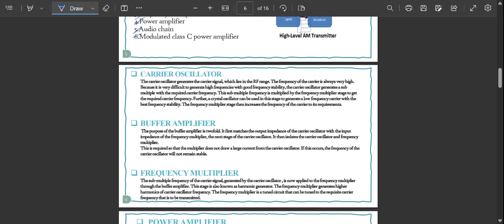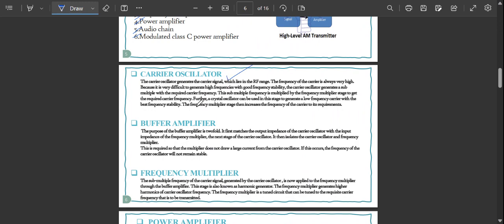So, what is a carrier oscillator? In short, we can say that the oscillator is usually the first stage of any transmitter. We know this. And its job is basically to create a radio frequency carrier that can be amplified and modulated before being sent to the transmitting antenna.